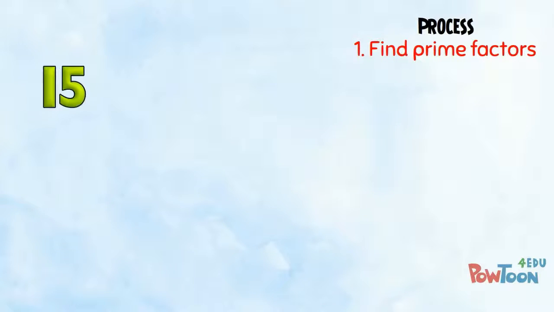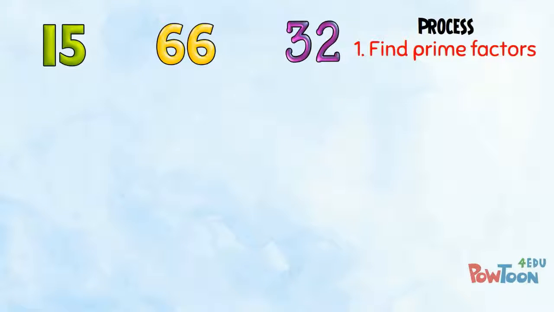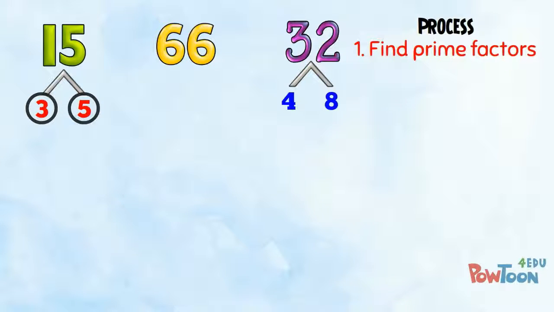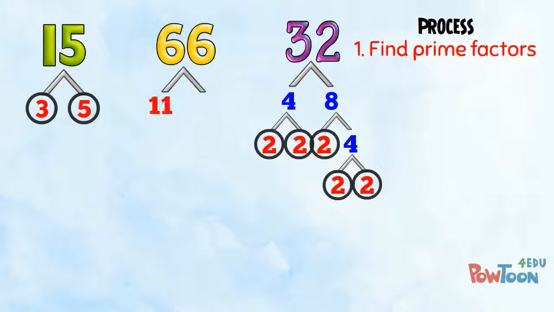Here's my process. First, we find the prime factorisation of each of the numbers. 15 is from 3 times 5, both prime. 32 is from 4 times 8. 4 is from 2 times 2. 8 is from 2 times 4, and 4 is from 2 times 2. Circle the primes. 66 is from 11 times 6. 6 is from 2 times 3. Circle the primes, as you've probably been doing already in school.